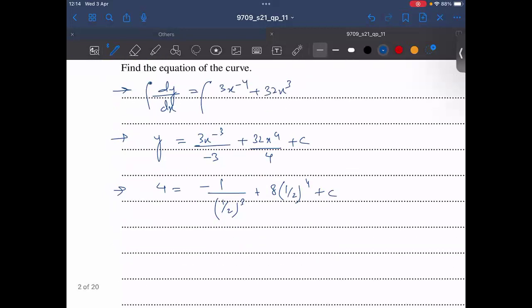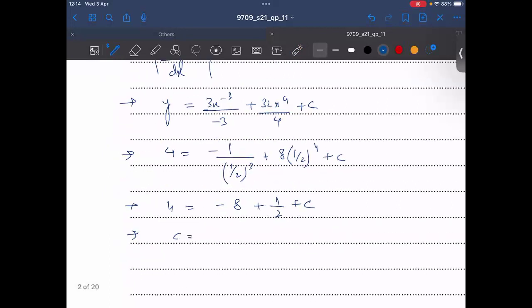All right, Mr. Iman. So it's going to be 4 equals minus 8 plus half, I think. Yeah. Half to the power of 4 is 1 over 16 times 8 is half. So Iman, what's going to be c? It's going to be 12 minus half. It's going to be 11 and a half, which means 23 over 2.